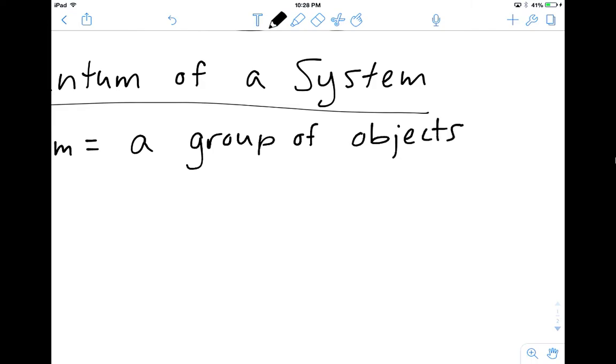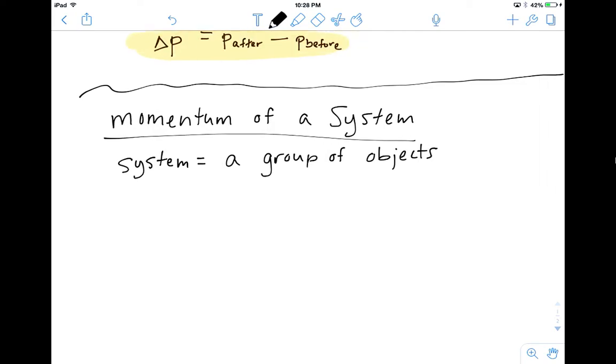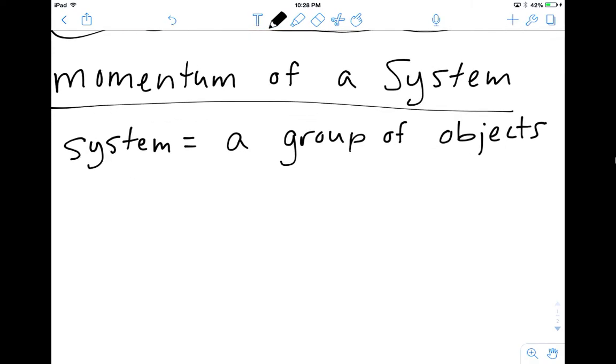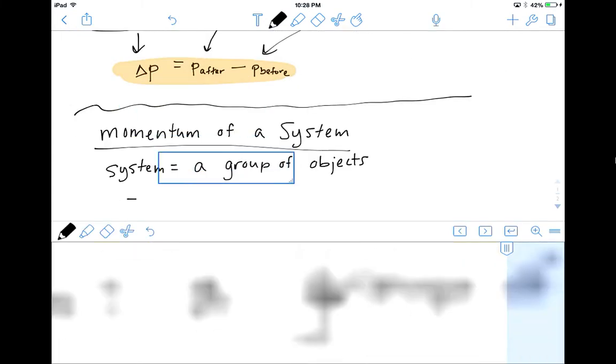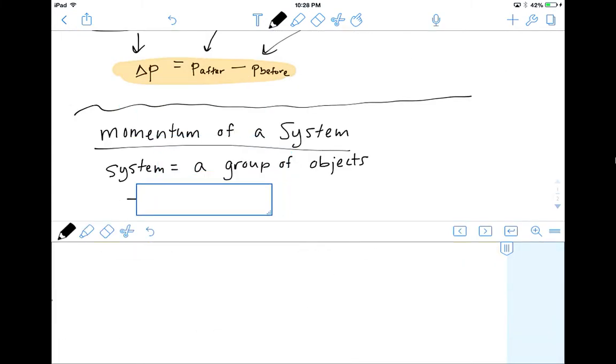Now a system can be really complicated. A system could have hundreds of different objects, or in the case that we had yesterday in our lab, it just had 2 objects. Whatever the number of objects that are interacting, that's what needs to be in your system. And so let's make a second little note here, because I do think it's nice to make this little note.